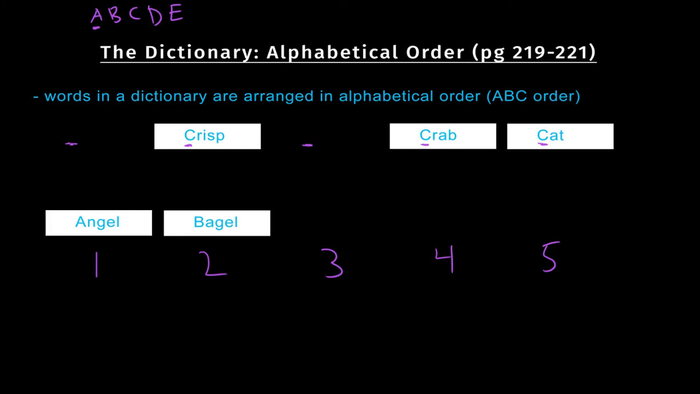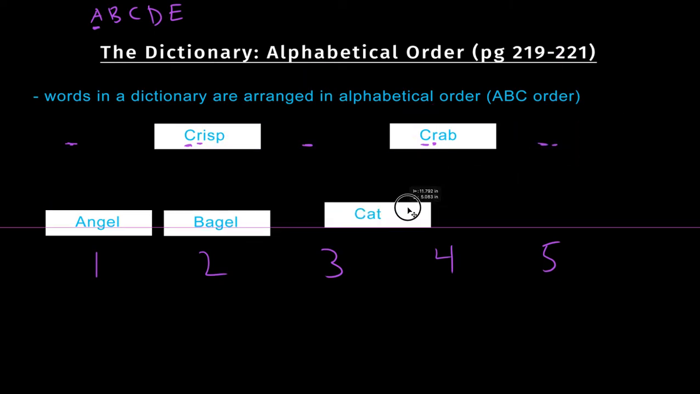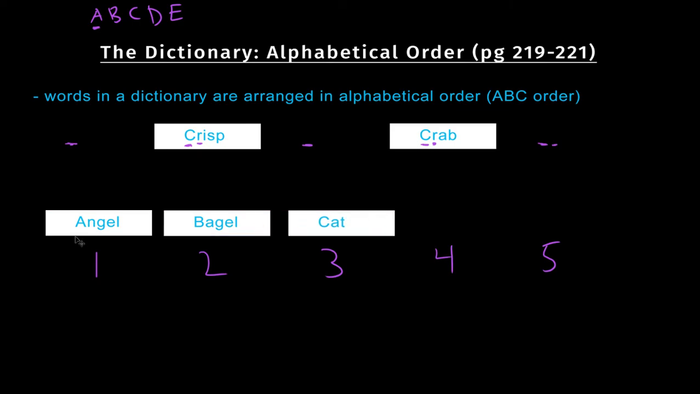Now they all have the same first letter. So if the first letter is the same, then you have to look at the second letter. So the second letter for crisp is R. Crab is also R. For cat is A. Well, since A comes before R, cat will be the third word in our alphabetical order.